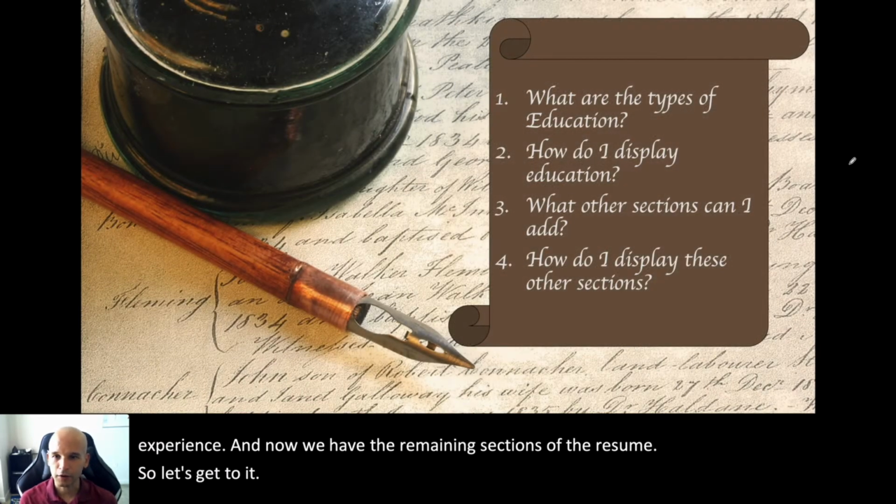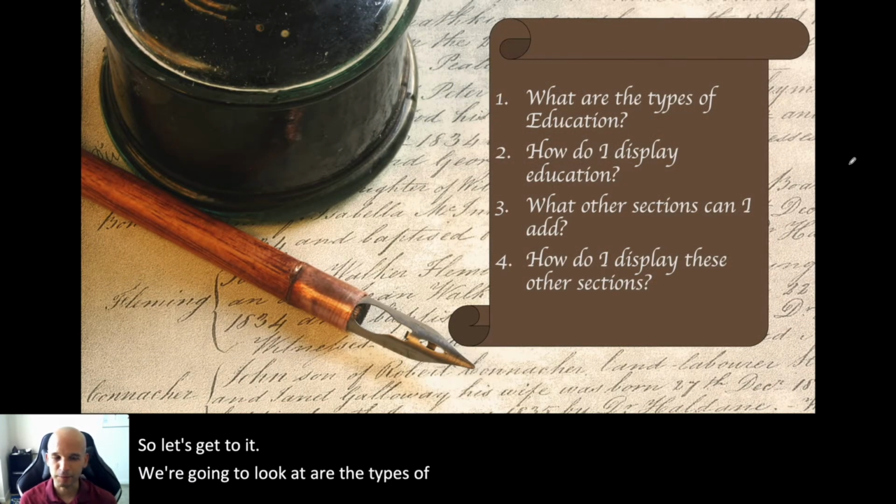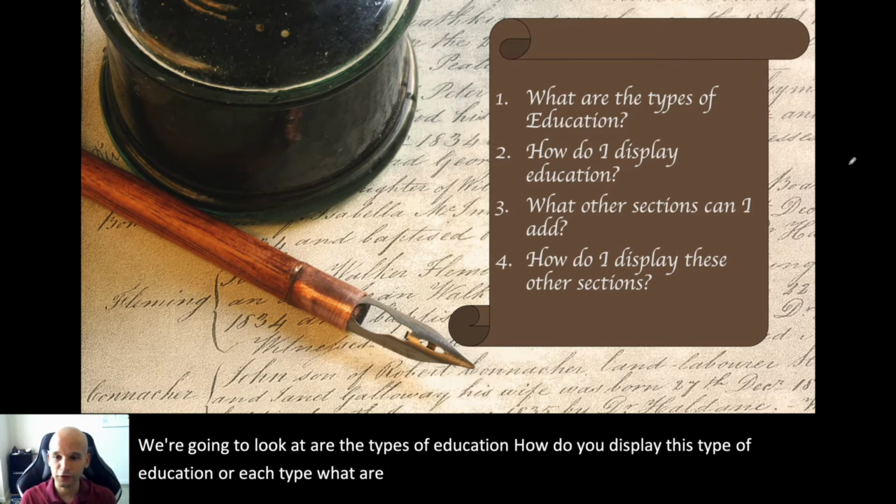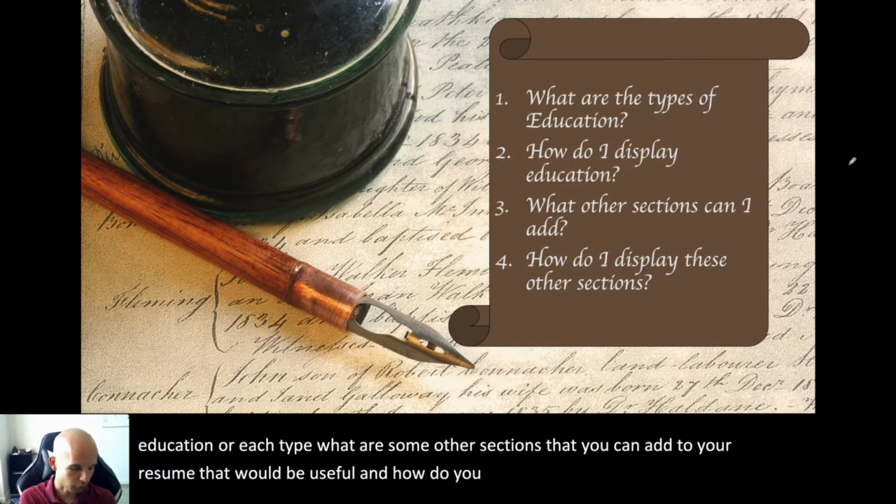What we're going to look at are the types of education. How do you display each type of education? What are some other sections that you can add to your resume that would be useful? And how do you display those sections? So we're going to go into each of these.